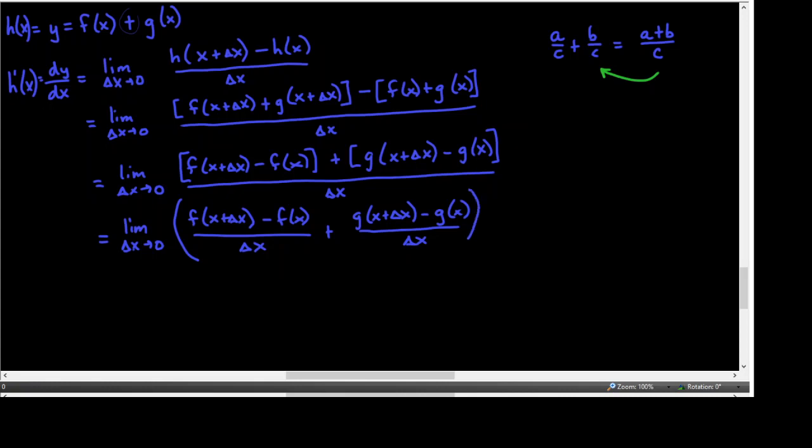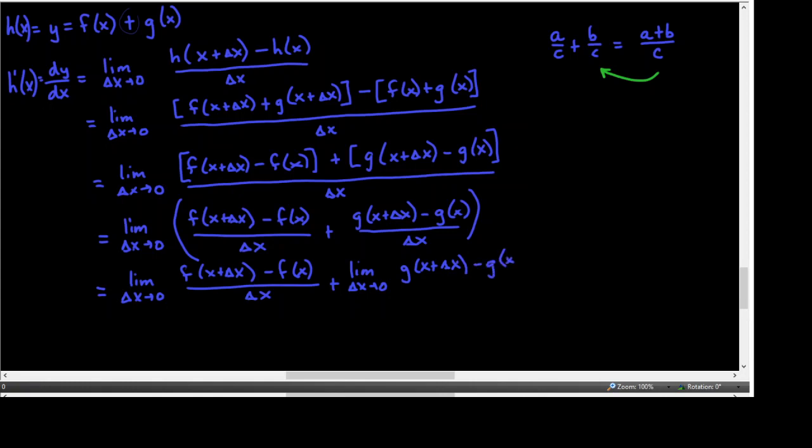Now I'm going to use that property of limits. It says if I have the limit of a sum, I can take the limit of the first thing plus the limit of the second thing. It takes a long time to write. Sorry about that. Plus the limit of the second thing. And luckily I found my mistake and this is now correct.